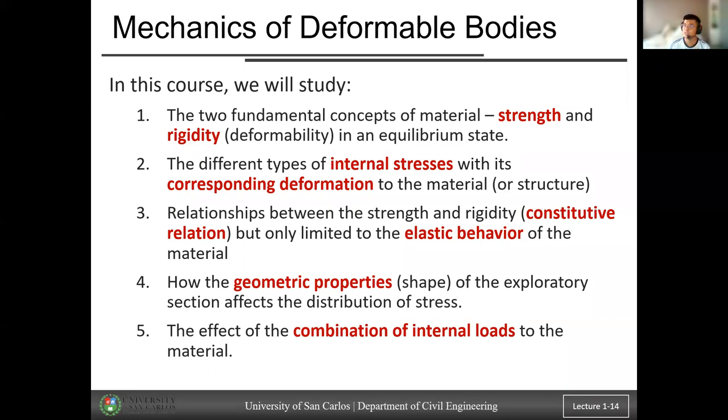If you notice our buildings, there are I-beams, L-shapes or angle bars, right? So the behavior differs as per the geometry of the material. And then also the effect of the combination of internal loads on the material. As I mentioned in the previous slides, those will be the axial, the shear, and the twisting and bending behaviors.